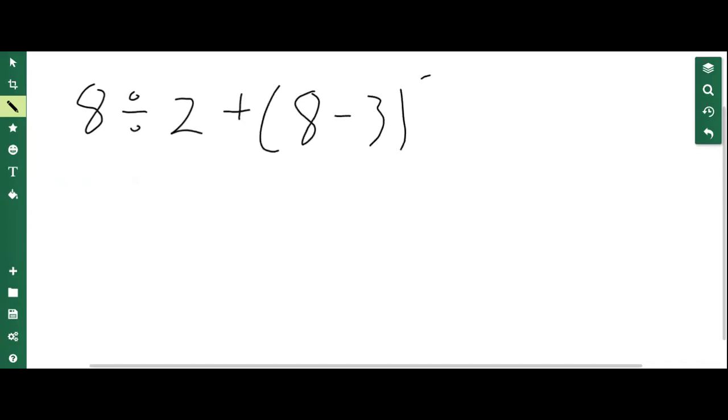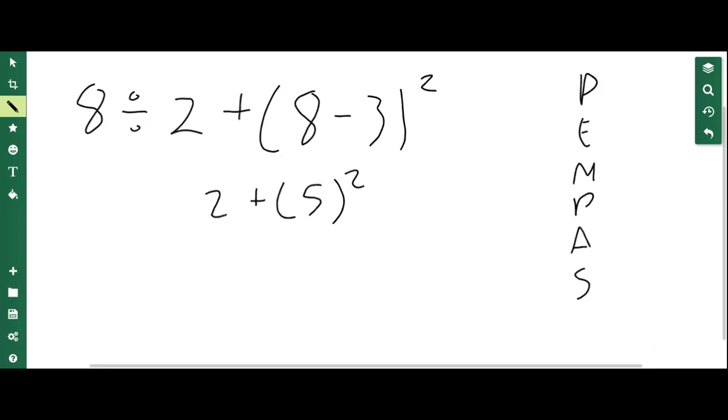And let's deal with this. So we have 8 divided by 2 plus (8 minus 3) to the power of 2. So we know PEMDAS. It says parentheses first, so we're going to focus on parentheses first. Where are the parentheses? Oh, the parentheses is right here. So we do whatever is inside the parentheses, which is 8 minus 3. What is 8 minus 3? That gives us 5. So 5. We bring down everything else.